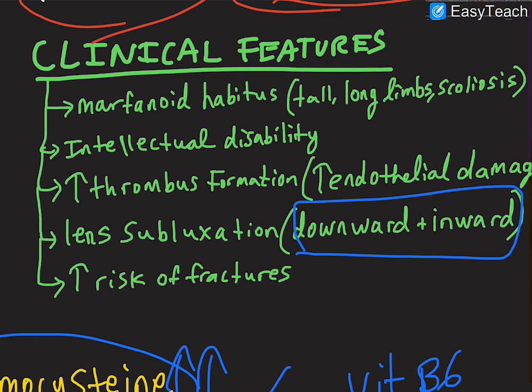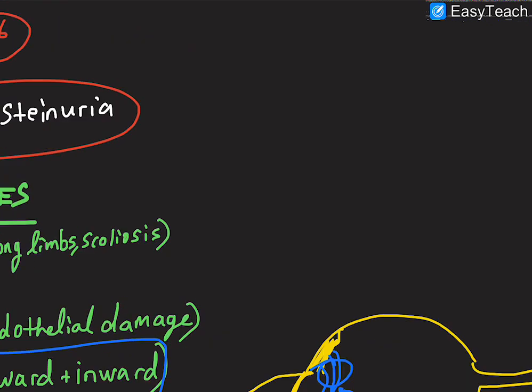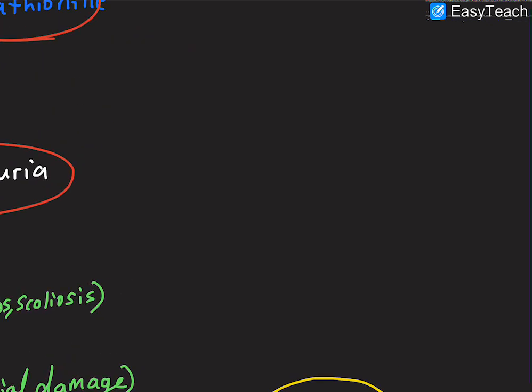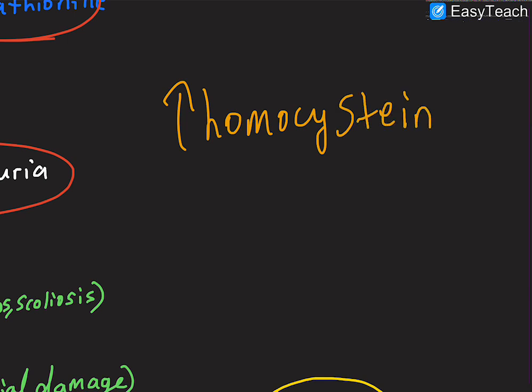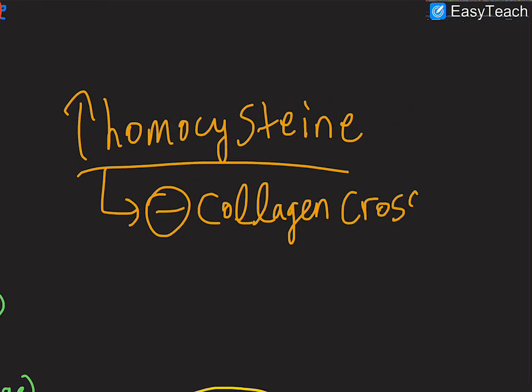And we said intellectual disability, but an important thing to remember is increased risk of fractures and increased risk of osteoporosis. Now, why would that happen? Well, it turns out that increased homocysteine levels can do three things that can affect your bone health. So, increased homocysteine can affect collagen cross-linking, okay? And if you can't cross-link your collagen properly, then you can't make strong bones properly, which means you're going to have brittle and weak bones, which can increase your risk of fractures and osteoporosis.